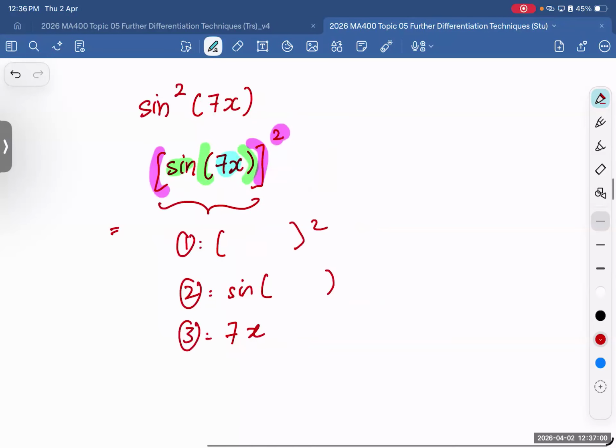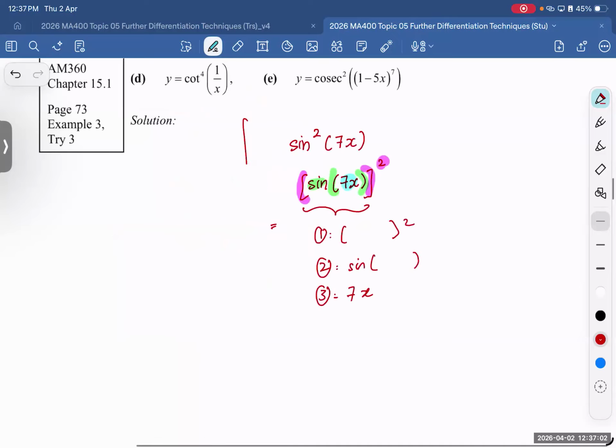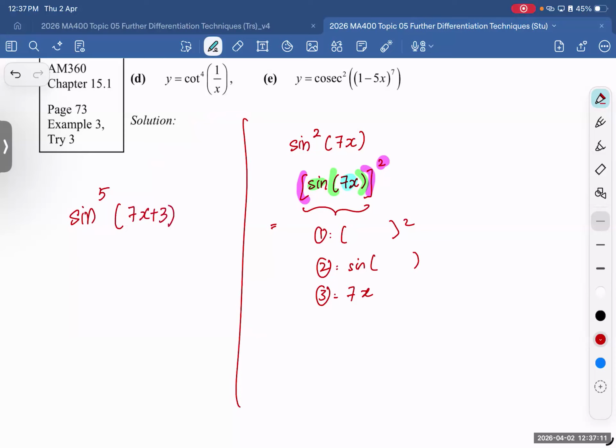Let me show you a third layer. Let me show you something like this. 7x also means sine power. Sine power x, 7x plus 3, power 9, and then the whole thing. So this is sine of 7x plus 3 to the power of 9, to the power of 5.